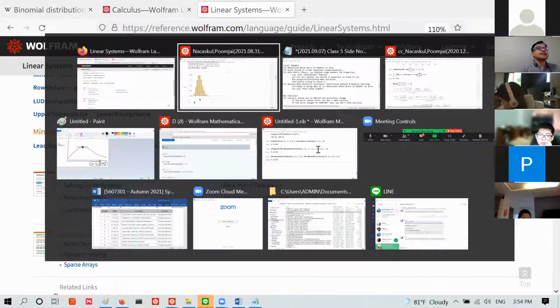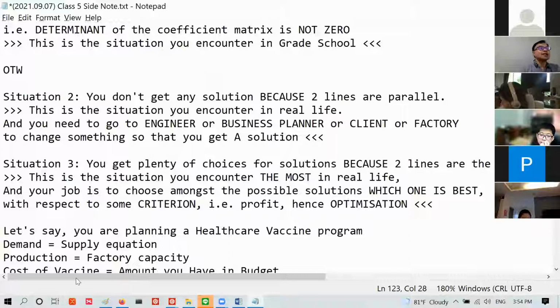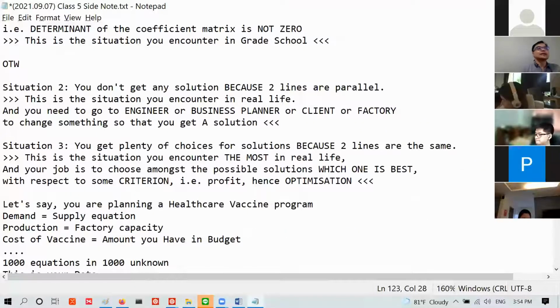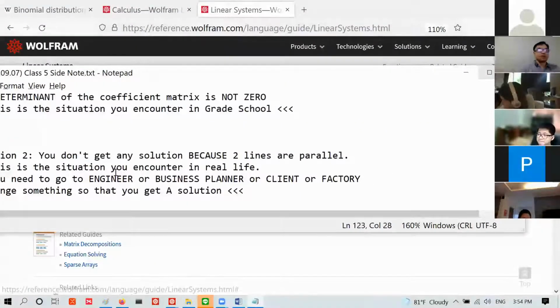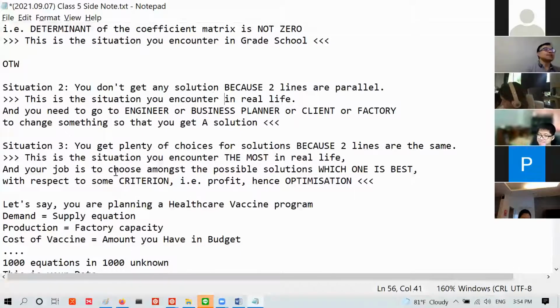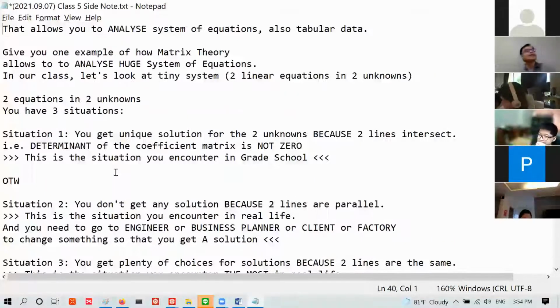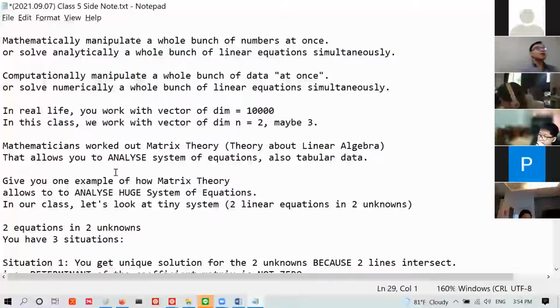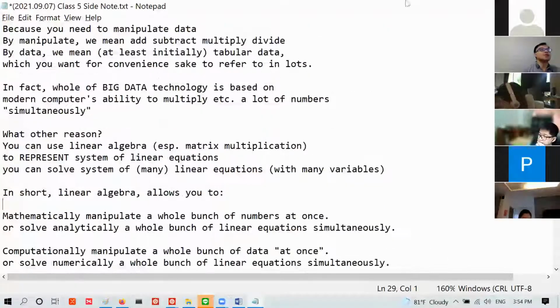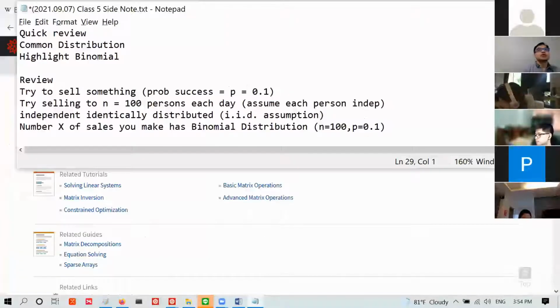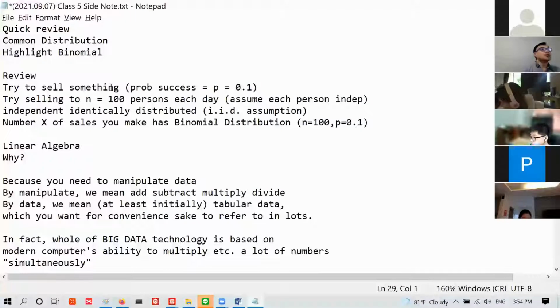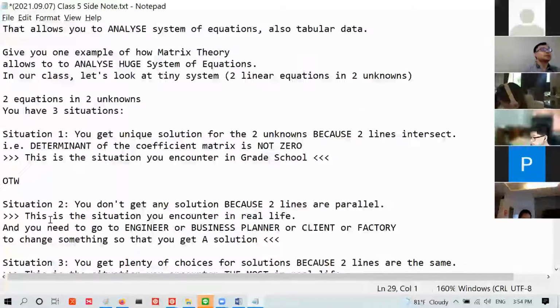But the message is why is it that you need linear algebra and calculus so much? Okay, and that's the key message. So today, yes, it is a review, but I want you to also get the intuition of why you have to work with this thing. Okay, you work with linear algebra.